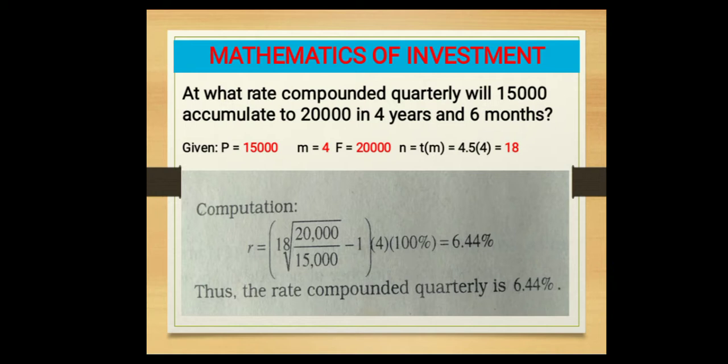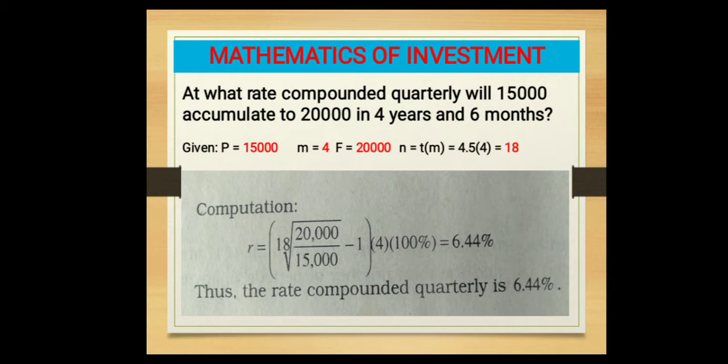Again, the formula: N root of F over P minus 1, times M, times 100. So we just substitute the given. N is equal to 18. So 18 root of 20,000 divided by 15,000, minus 1, times 4, times 100, and that is equal to 6.44%. You can check it on your own calculator.